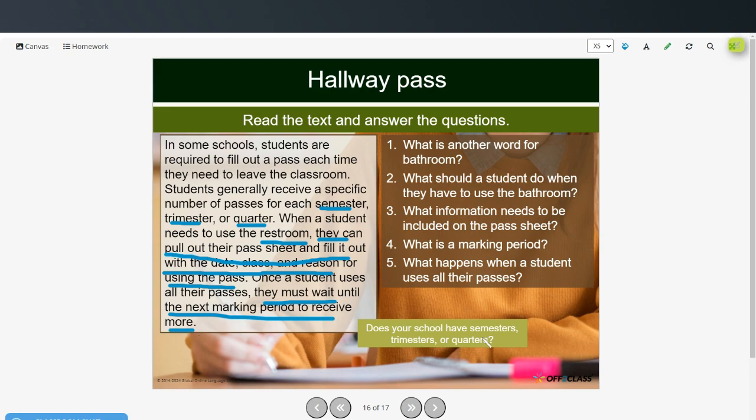And does your school have semesters, trimesters, or quarters? Most of the schools I went to had semesters. When I was in university, I went to a school that had quarters. But semesters, at least in the US, are probably the most common.